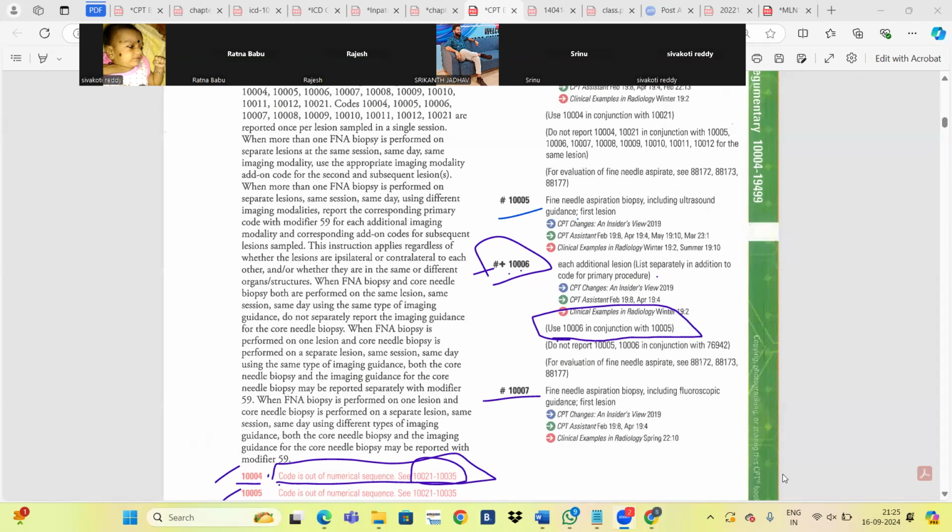The imaging guidance was not included, but they performed under imaging guidance. At that time, you need to use the 7 series separately. If they did not mention scopy or open, then open is the default. That is a separate guideline.